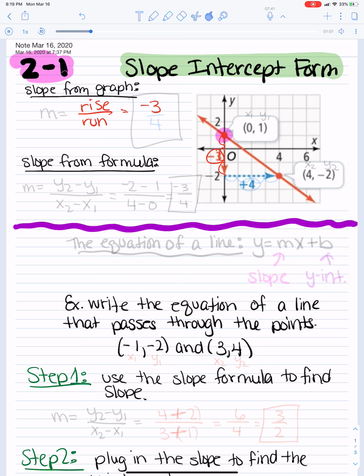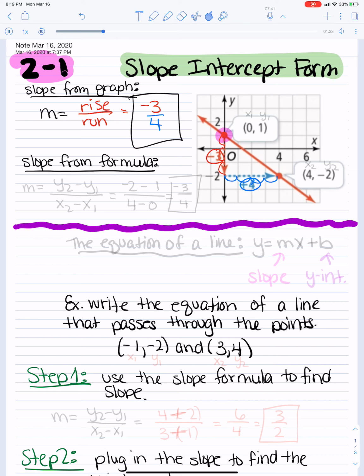Well, my run, now from here we count 1, 2, 3, 4. Well, we went in the positive direction, so it's +4. So for here, my slope is -3/4. So that's just my m, just my slope, okay? And that's from this graph.